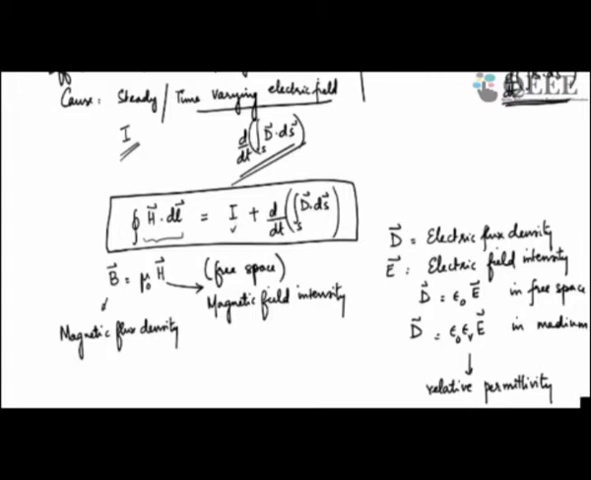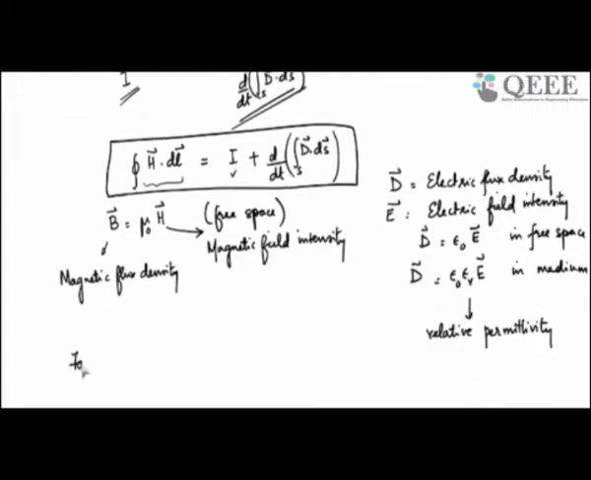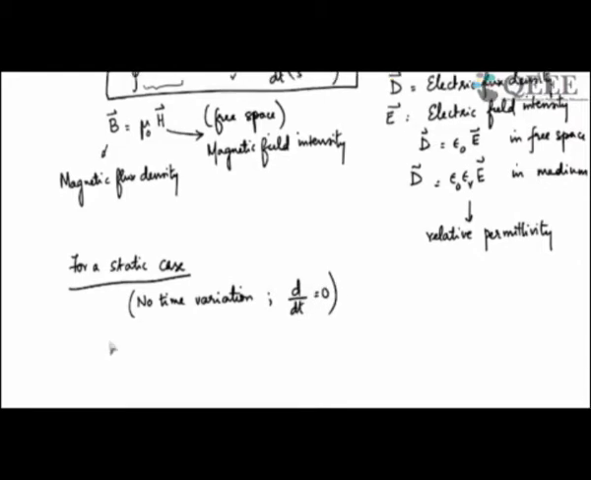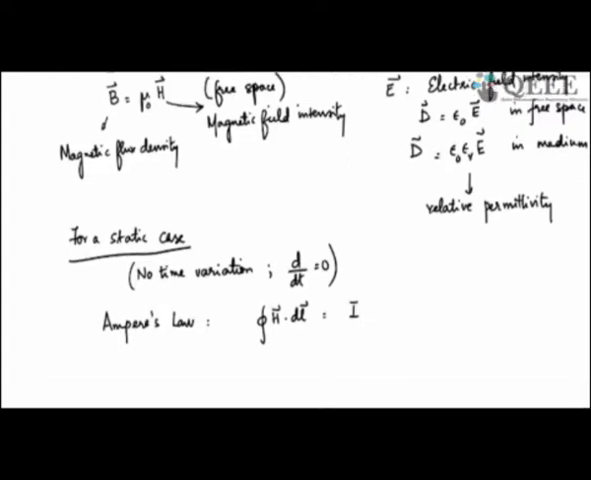Now, if everything is static, which means no time variation, which means d by dt is 0, in which case Ampere's law reads as H dot dl is equal to I, the current.